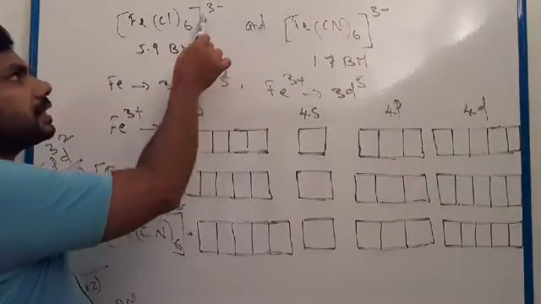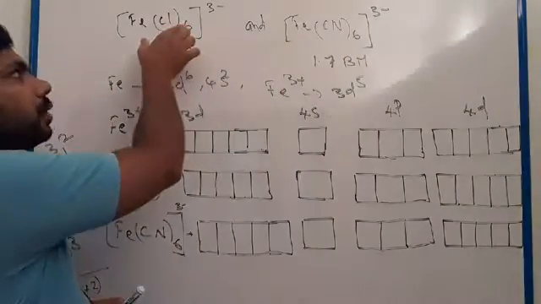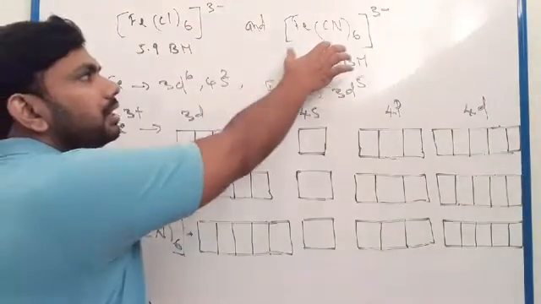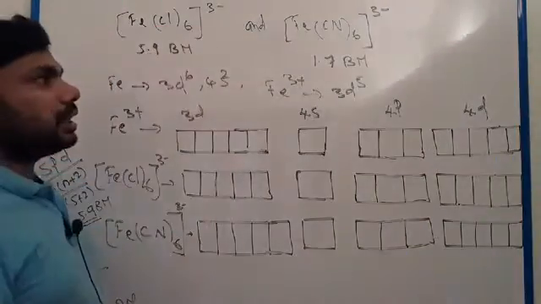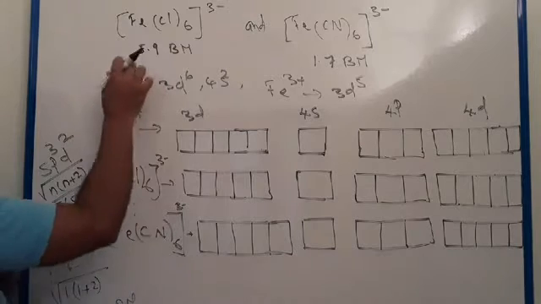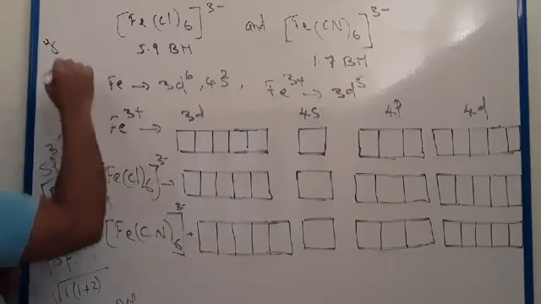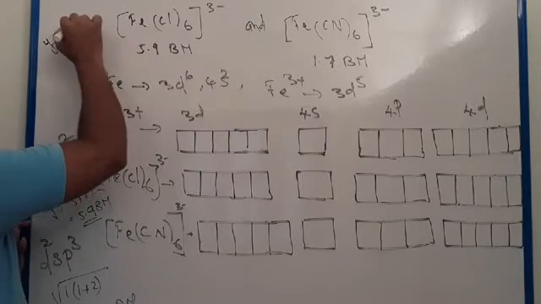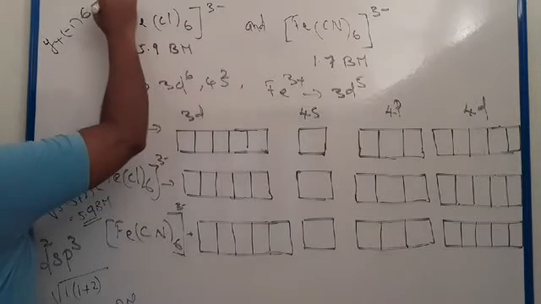[FeCl6]3- and [Fe(CN)6]3-. The first one has the chlorine ligand, the second one has the CN ligand. Both contain iron as the central metal atom. You can find the charge of each coordination compound. Let the oxidation state be y. Then y plus chlorine, which is minus 1. How many chlorines? 6 chlorines, equal to minus 3.